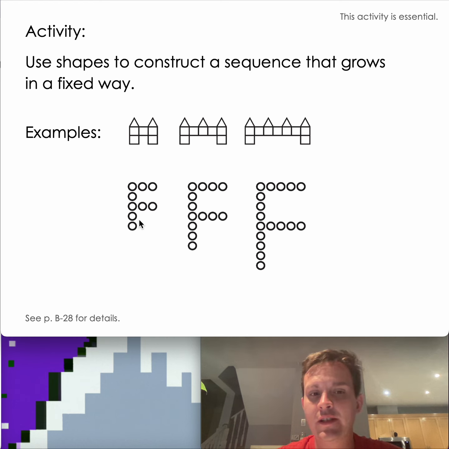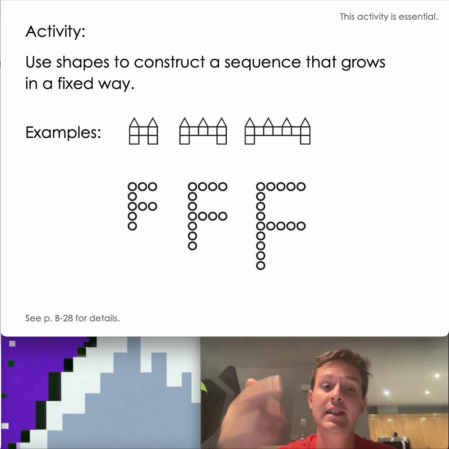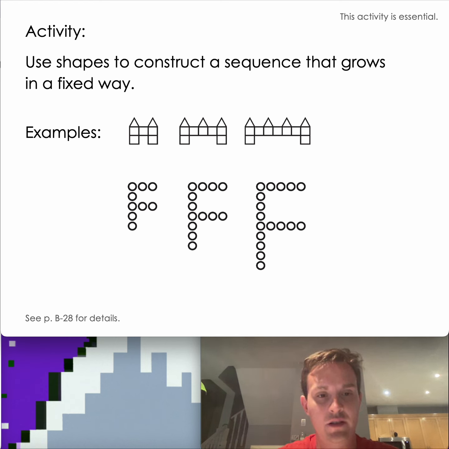You are to describe how your pattern grows and to predict how many blocks you'll need to make the sixth figure. And you should be trying to find this answer in a systematic way using a table of values to organize your calculation. Okay, so go ahead and work on that.